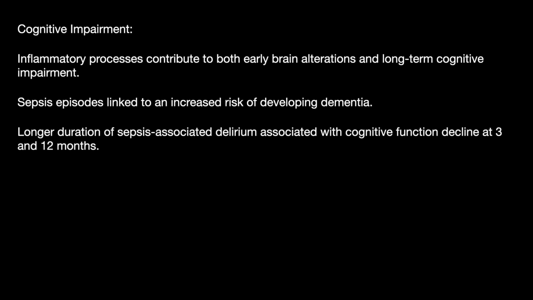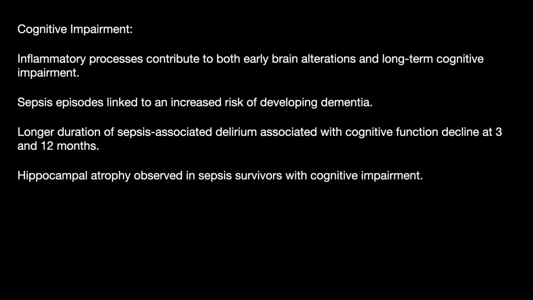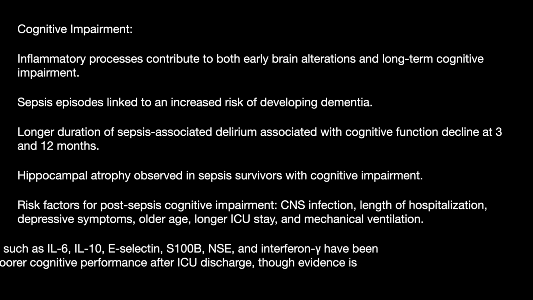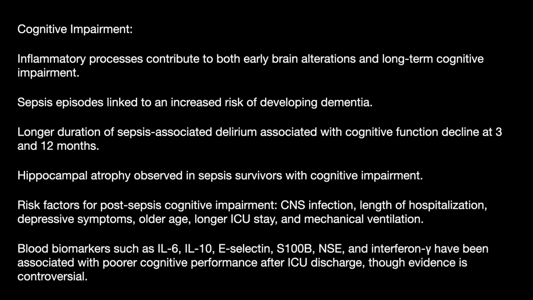Longer duration of sepsis-associated delirium is linked to continued cognitive function decline at 3 to 12 months also. Hippocampal atrophy is observed in sepsis survivors with cognitive impairment. Risk factors for post-sepsis cognitive impairment: CNS infection, length of hospitalization, depressive symptoms, older age, longer ICU stay, and mechanical ventilation. Blood biomarkers such as IL-6, IL-10, E-selectin, S100B, NSE, and interferon gamma have been associated with poor cognitive performance in ICU discharge, though the evidence still is controversial.